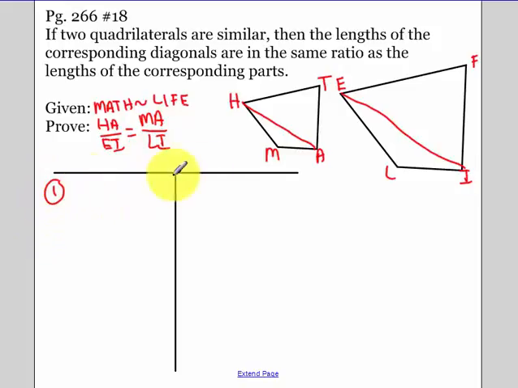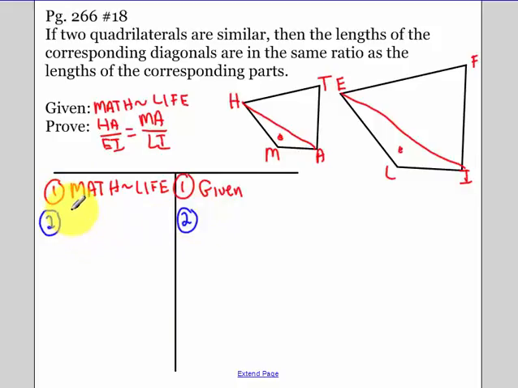Okay, we start, as always, with our given. Quadrilateral MATH is similar to quadrilateral LIFE. And we are given that. What we need to do is we need to prove those smaller triangles similar. So we know since the quadrilaterals are similar, that their sides are in proportion.